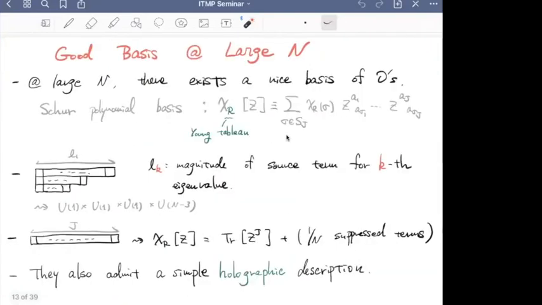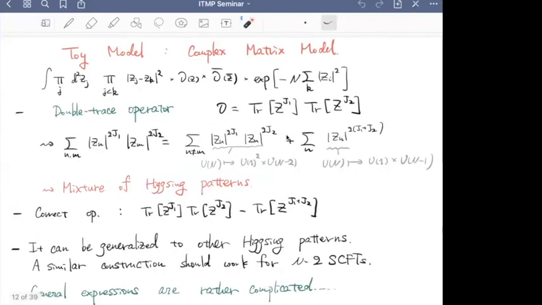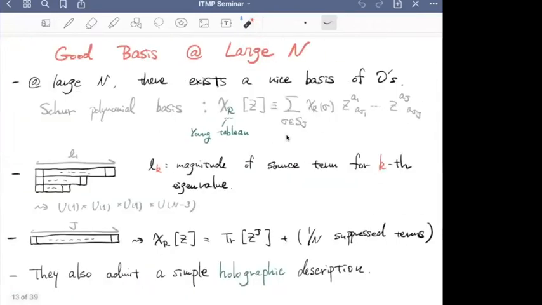However, in the large N limit, there is a very nice basis. So far my discussion was valid for any N. I didn't need to take the large N limit, but in the large N limit, we know from the analysis of N=4 super Yang-Mills matrix models that there exists a very nice basis. That's called the Schur polynomial basis, which is labeled by Young tableaux, and its definition is given by this.